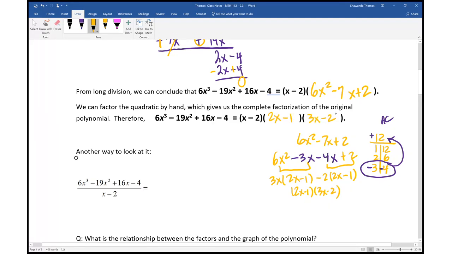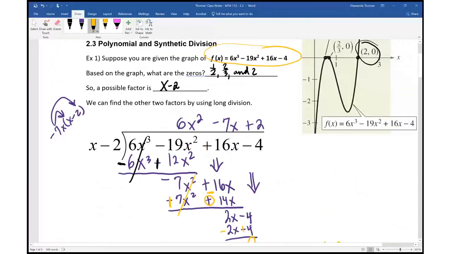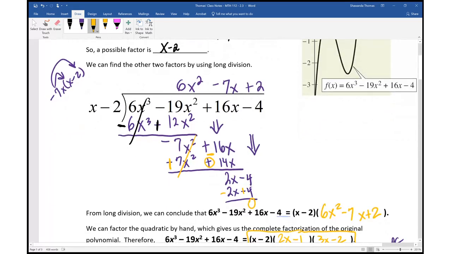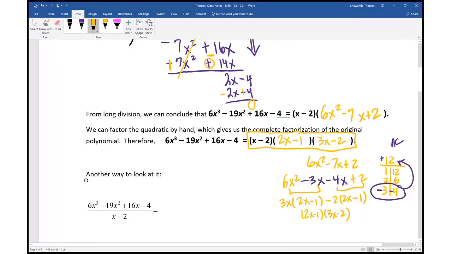All right, so now we have all linear factors. That's what we wanted. We have factored this function, 6x cubed minus 19x squared plus 16x minus 4. We have factored it completely using the polynomial long division and the AC method to break it down completely.